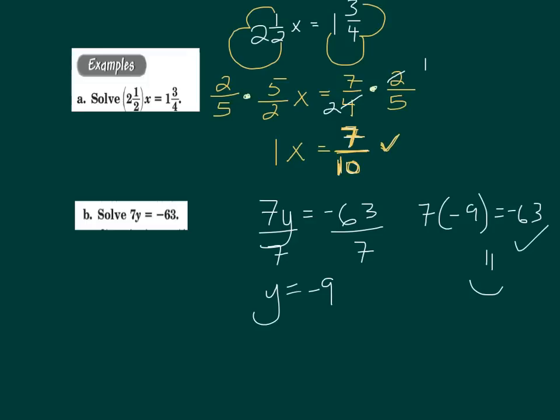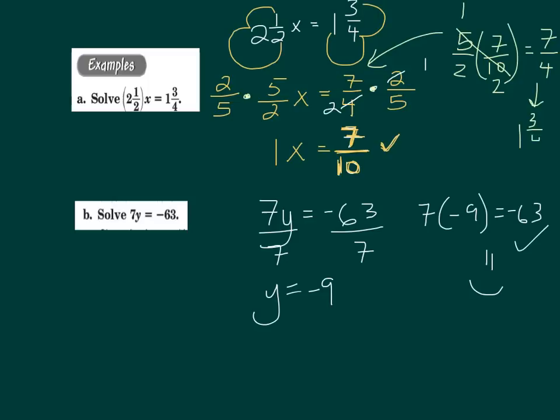But anyway, let's double check that, make sure we did that right. So I'm going to go back to this step before I started solving it, and I'm going to plug in my 7/10 value. And I immediately notice that I can simplify here, dividing by 5, so that's a 1, that's a 2, and we end up with 7/4. 7/4 is indeed 1 3/4. Boom, we got it. No problems.